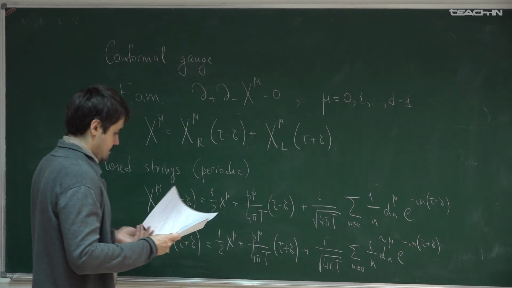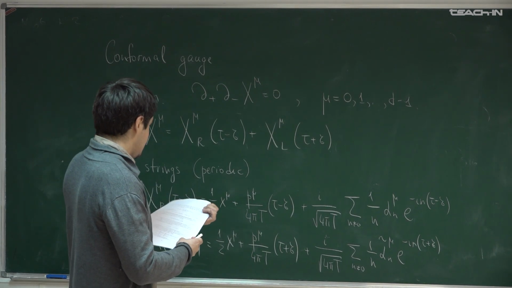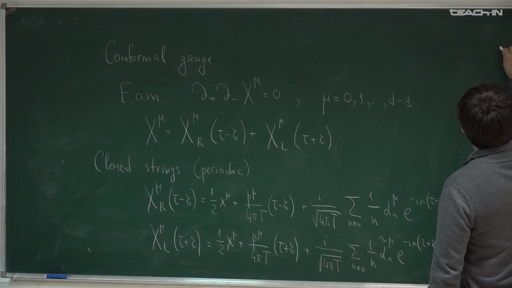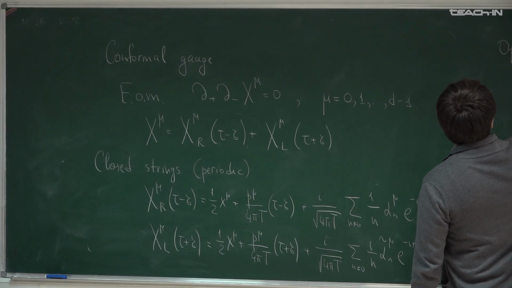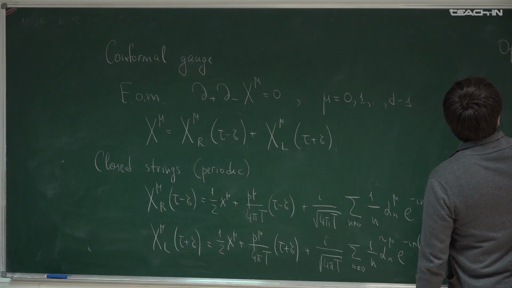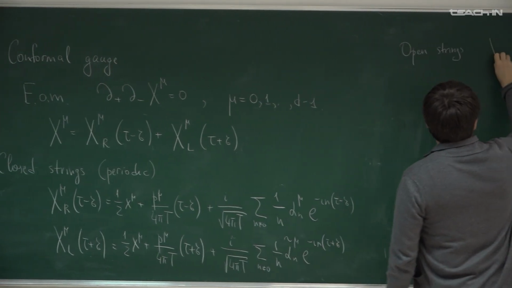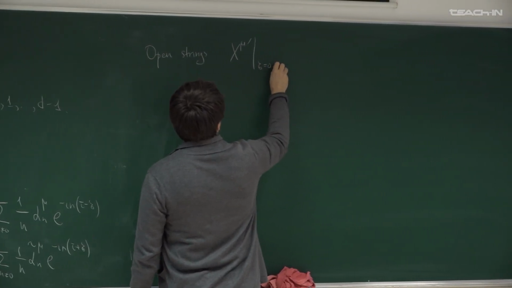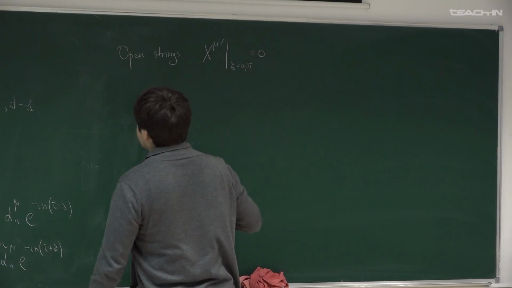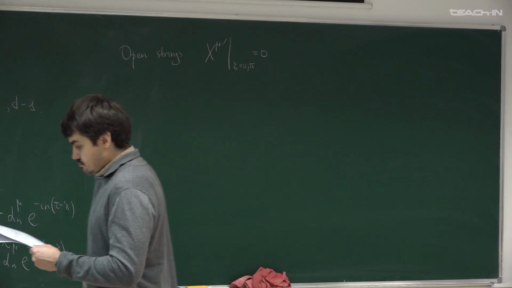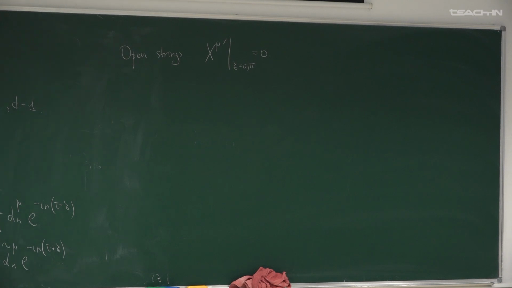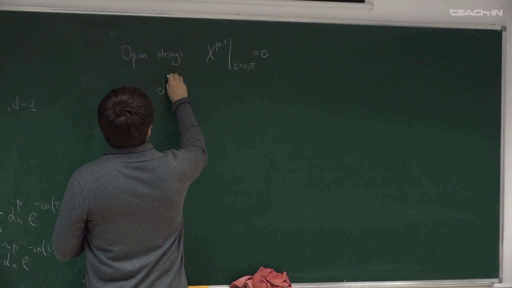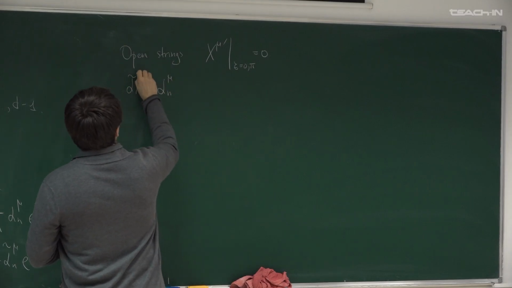And then we have also the case of open strings, which means Neumann boundary conditions: x mu prime at the ends of the string is equal to 0. And basically you have the same solution, but you replace alpha tilde mu, which is equal to alpha mu.